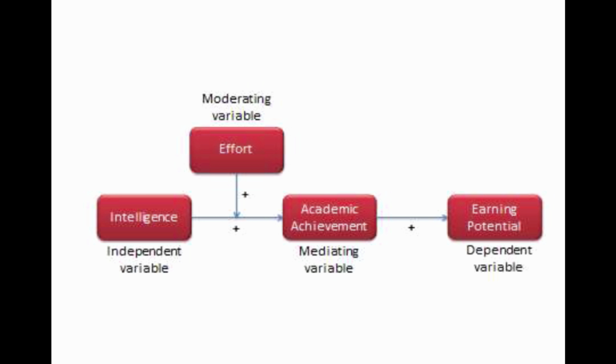If academic achievement is viewed as an intermediate step to higher earning potential, then earning potential becomes the dependent variable for the independent variable academic achievement. And academic achievement becomes a mediating variable in the relationship between intelligence and earning potential. Hence, variables are defined as independent, dependent, moderating, or mediating, depending on their nature of association with each other.